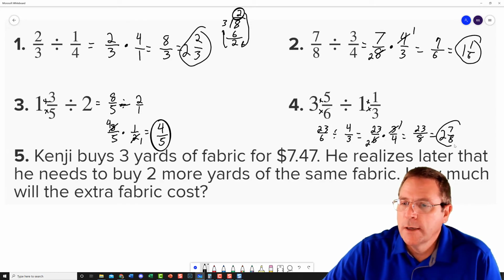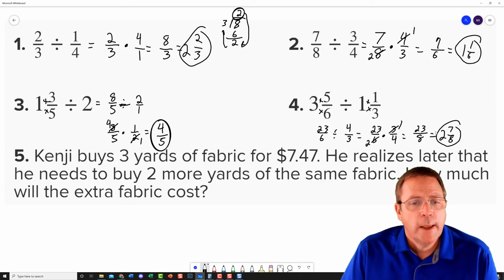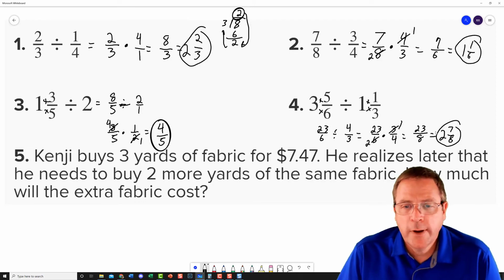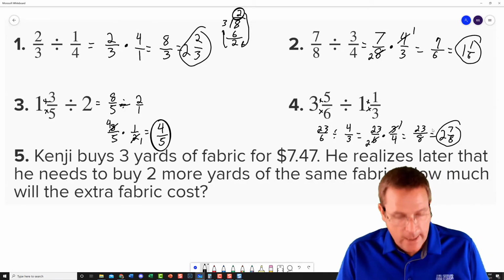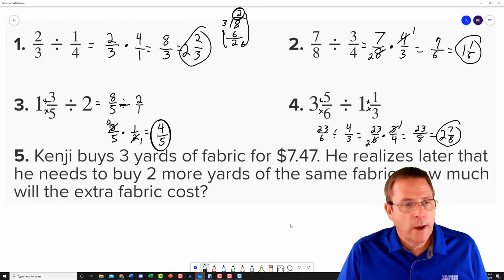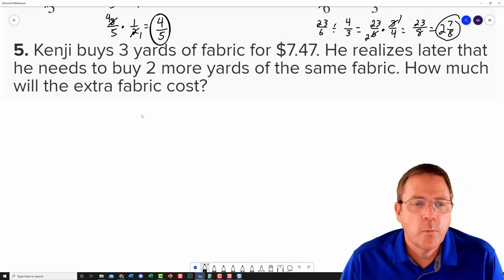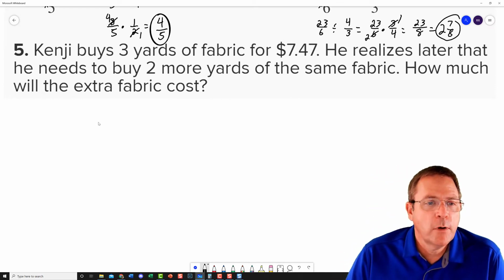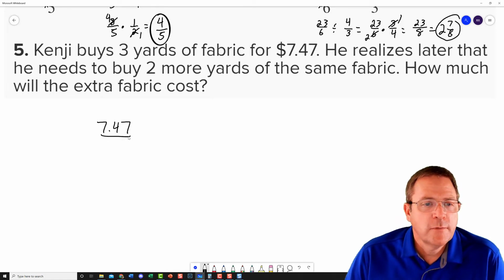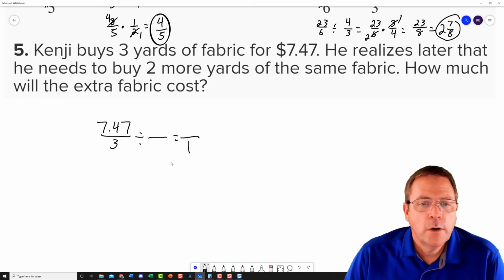For the final problem, Benji buys 3 yards of fabric for $7.47. He realizes later that he's going to need 2 more yards of the same fabric. How much will the extra fabric cost? To do this, we're going to use a unit rate, where we're going to first find out what 1 yard of fabric costs. To do that, I can say, well, I know that $7.47 gives me 3 yards of fabric. I want to get 1 yard of fabric, so I'm going to divide the top and bottom by 3.